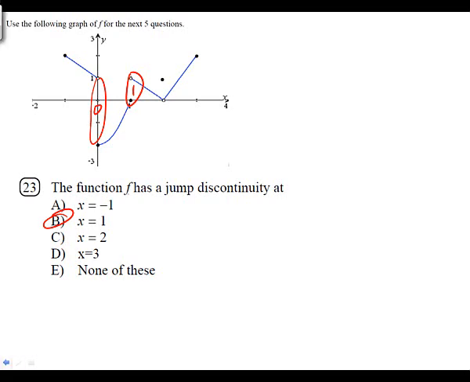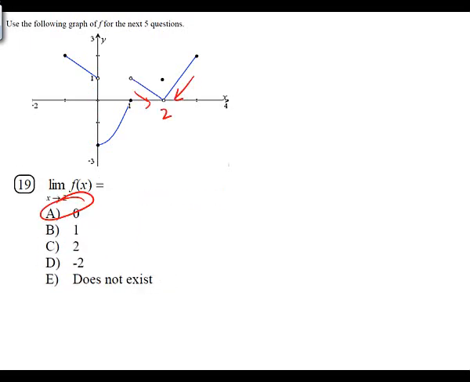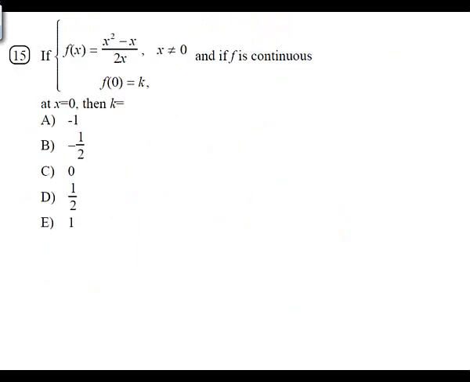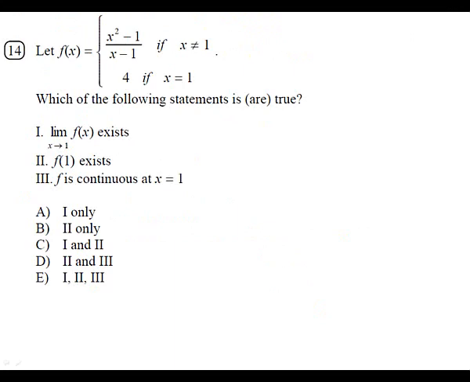14? I don't think so. But let's look. Okay. There's 14. So let's see. We've got two functions, sort of. It's saying it's not 1 here. When it's not 1, it's equal to 4. Which of the following statements are true? The limit as x approaches 1 exists. f of 1 exists. So we know f of 1 exists, right? It's equal to 4. Only way we know continuity is if we test the right and the left-hand limit.